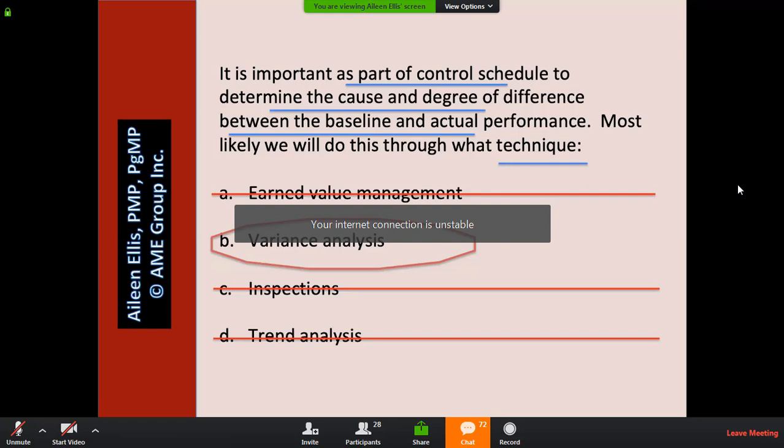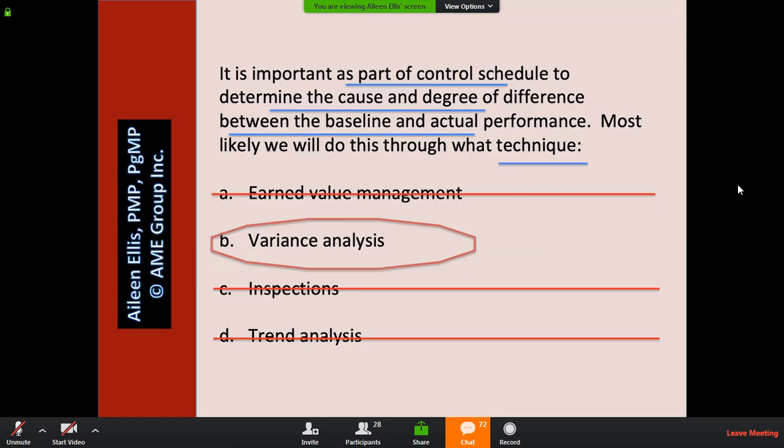So again, you're going to get questions on the exam, maybe not in this area, where they give a general answer and a specific answer. The more specific answer is usually the better answer.